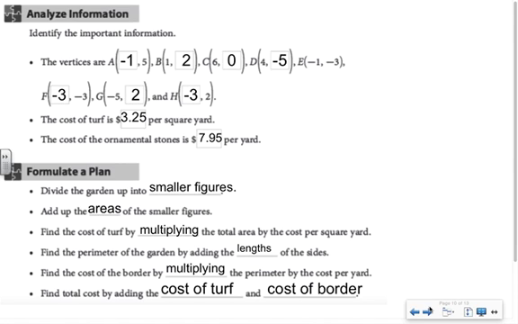different items. We're going to break the garden up into smaller figures, add up the areas of the smaller figures, and then find the cost of the turf by multiplying the area by the cost per square yard. We're going to find the perimeter by adding up all the lengths of the sides, and we're going to find the cost of the border by multiplying the perimeter by the cost per yard. And then finally, the total cost will be the cost of turf and the cost of border added together.